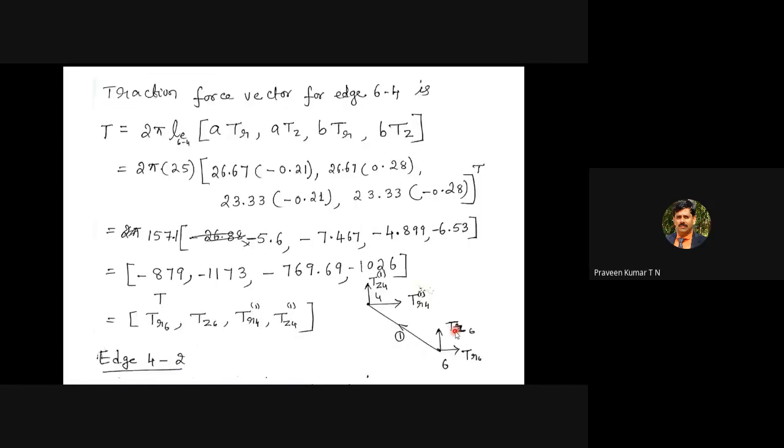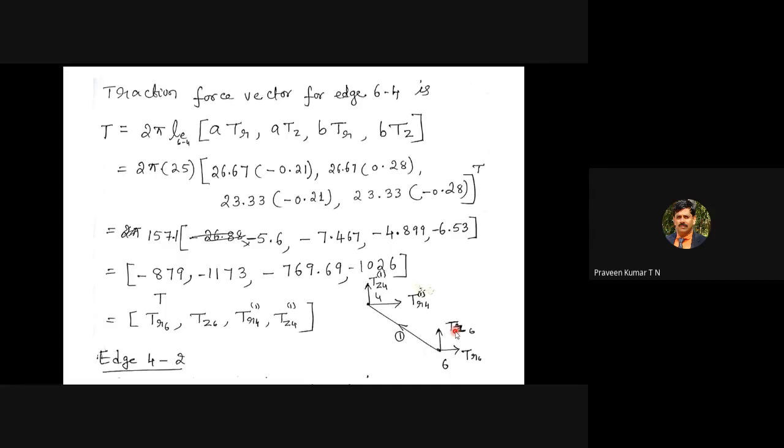Similarly, we can find the value of B. The value of B is given by (Ri plus 2 Rj) divided by 6. As per our convention, the ith node is 6. That's why we have (R6 plus 2 R4) divided by 6. Finally, we get 23.33. So now we have the traction force vector.